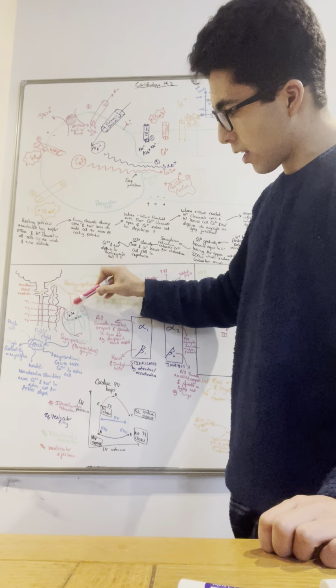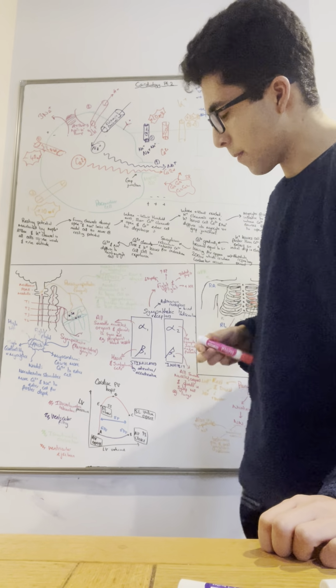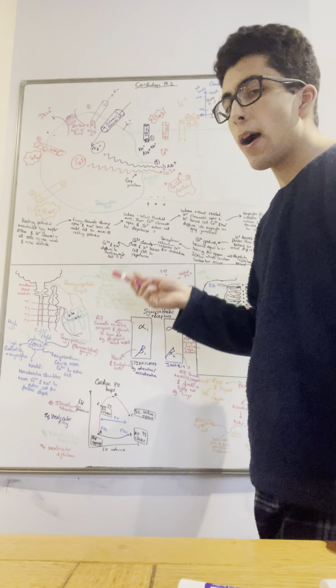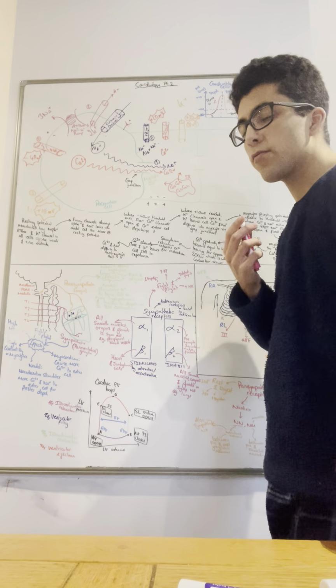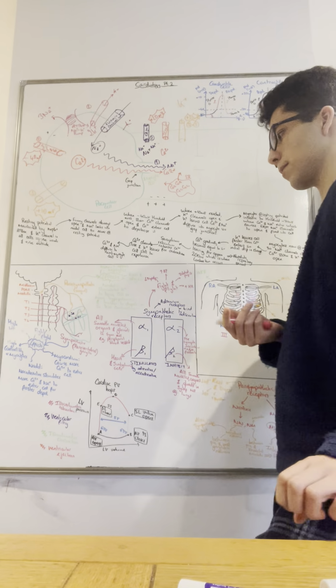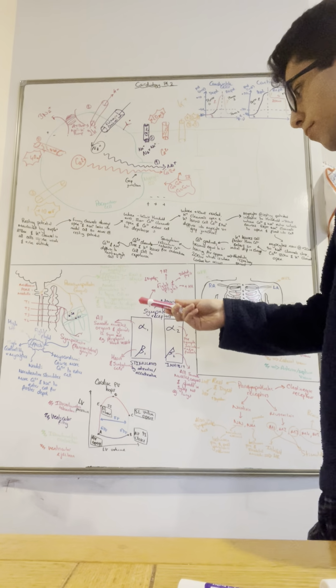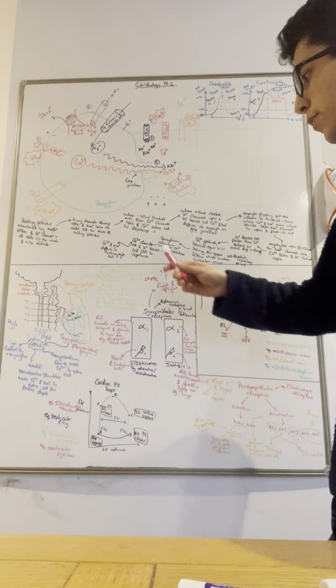And that's going to trigger our action potential to go to our conductile cells. So our parasympathetic nerve doesn't really go to our contractile cells, okay? It's more associated with reducing heart rate. So how does it do that?